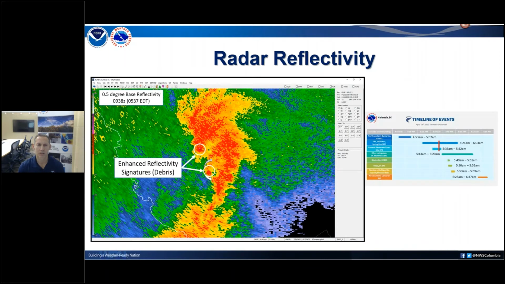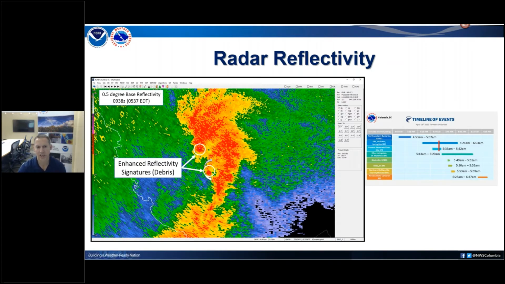So we go forward just a couple minutes later. This is a look at the radar reflectivity. You can see on the timeline on the right-hand side I've put a red bar marking what time this is. This is occurring with these two tornadoes, the EF3 that went through Williston and Springfield, and the EF3 that went through the Eastern Savannah River Site. What I want to point out here are these two enhanced reflectivity signatures. That indicates the debris from the tornado within the storm is enhancing the reflectivity at that particular location.